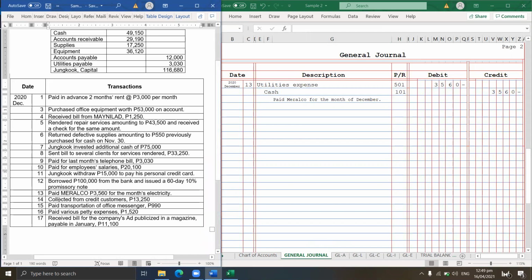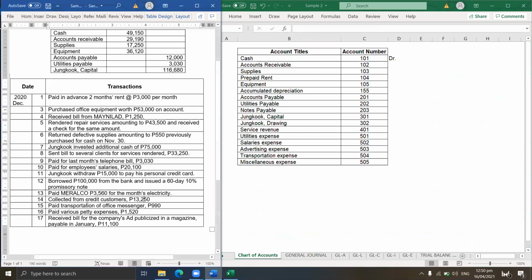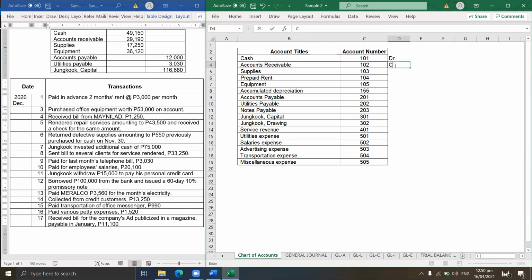So next, no, December 14. So we have collected credit customers 13,250. So nangolekta daw po tayo ng credit customers natin, yung mga pinautang natin, no? So kung nangolekta na tayo, we receive cash, so that's a debit to cash. And then dahil nakolektahan na natin yung credit customers natin, then kabawasan yun sa utang nila, so that would be credit to accounts receivable. So nag-decrease kasi yung ating accounts receivable doon. So your entry will just be simply debit cash, credit accounts receivable.